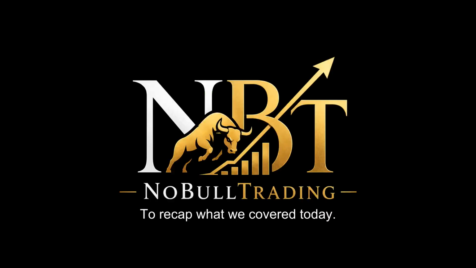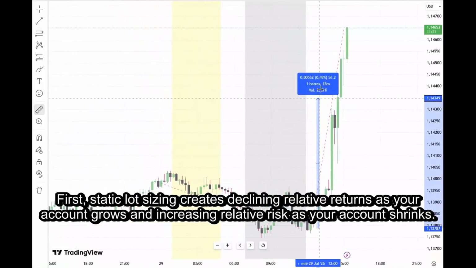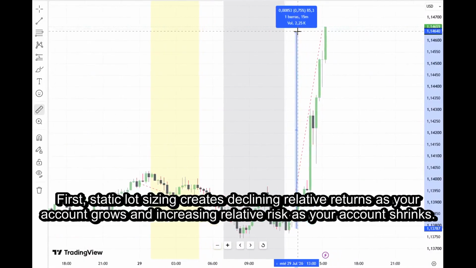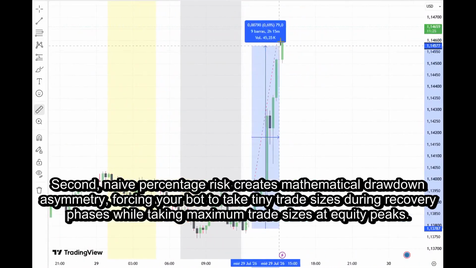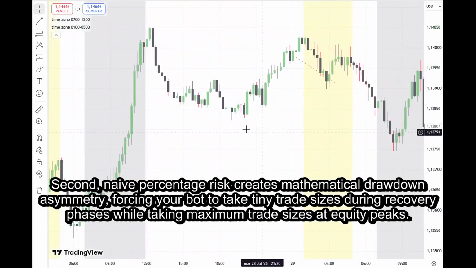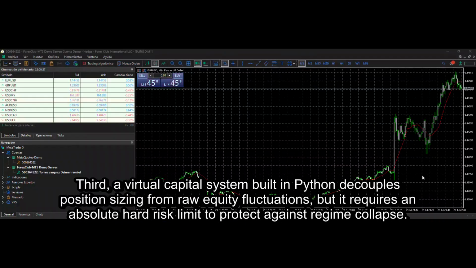To recap what we covered today. First, static lot sizing creates declining relative returns as your account grows and increasing relative risk as your account shrinks. Second, naive percentage risk creates mathematical drawdown asymmetry, forcing your bot to take tiny trade sizes during recovery phases while taking maximum trade sizes at equity peaks. Third, a virtual capital system built in Python decouples position sizing from raw equity fluctuations, but it requires an absolute hard risk limit to protect against regime collapse.